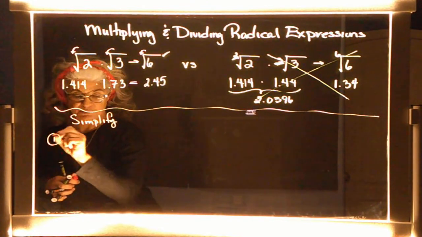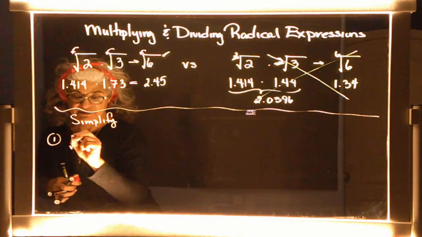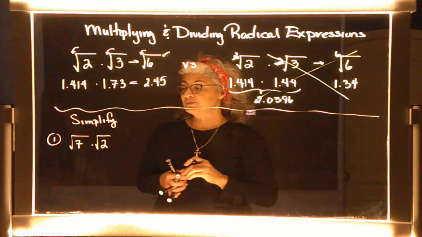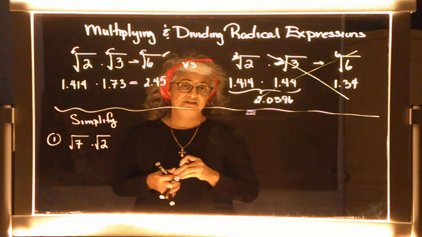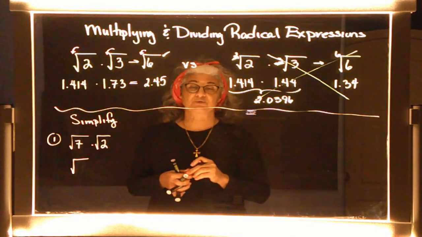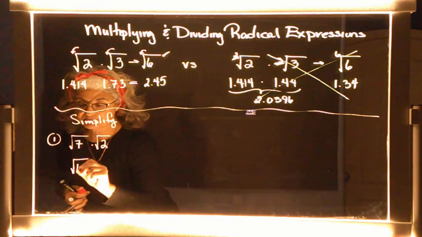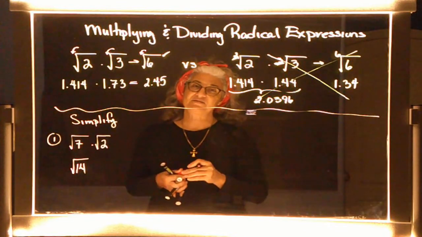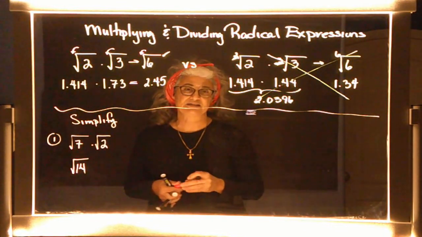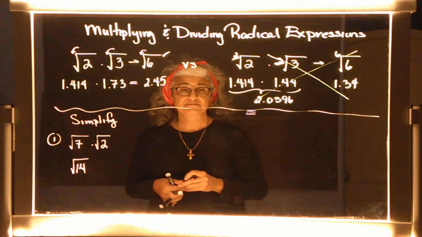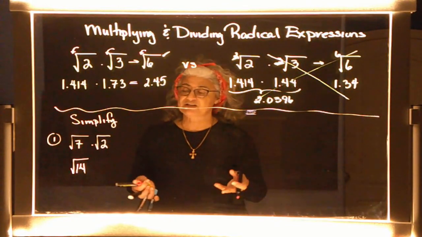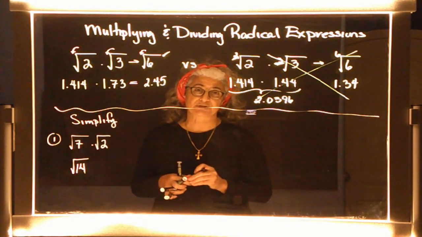the first problem I want to work on is the square root of 7 times the square root of 2. Since they're both square roots, can I multiply them together? Yeah, you can. You would definitely get a square root. Square root of what? 14. And now we have to see if we can break that 14 down and find two of a kind in there. Can we? No, because 14 is 7 times 2, and there's no 2 of a kind, so that answer remains square root of 14.